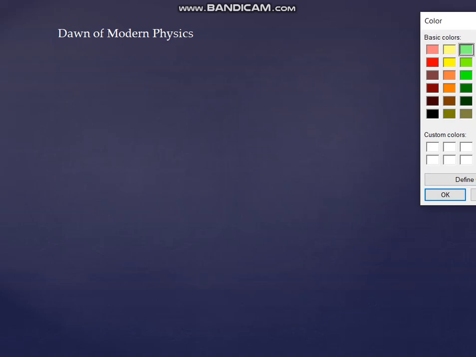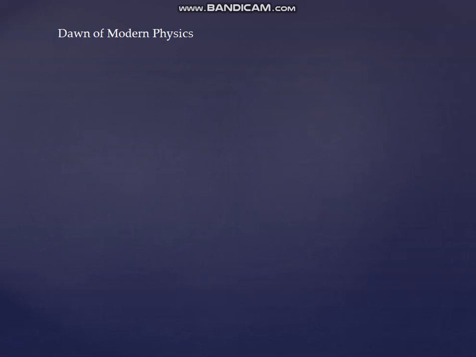I'll just draw it again. One crest and one trough. This is the crest and this is the trough, and they both unite and make one wavelength. That's how we derive the formula: E is equal to hc over lambda.